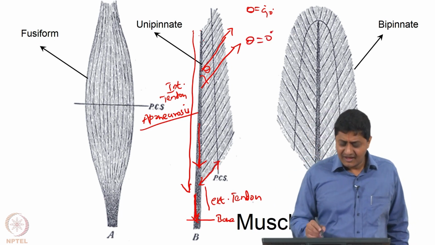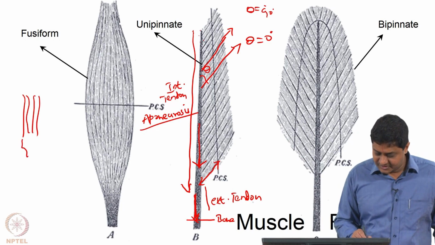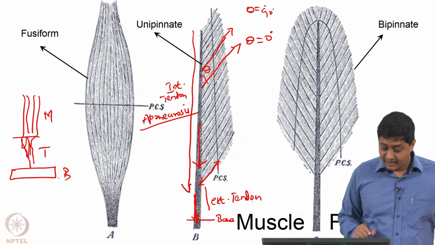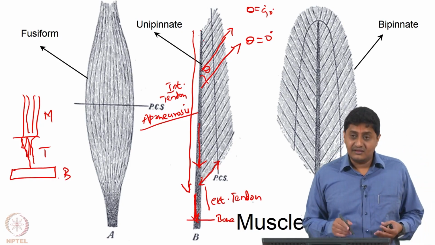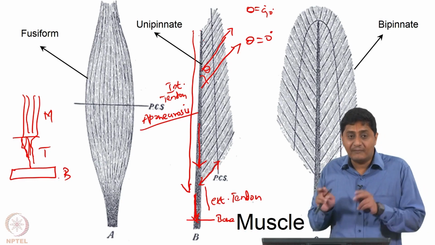So, in other words, when I have fibers parallel to the tendon. Suppose that is the tendon and fibers are all parallel to the tendon. Suppose that is the tendon and that is the muscle, and let us say that is the bone. In this case, you see theta equal to 0 degrees and all the fiber forces get converted into muscle force.